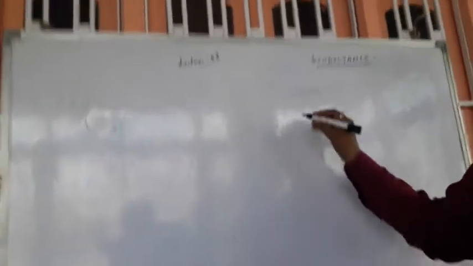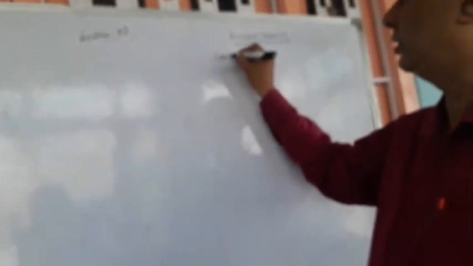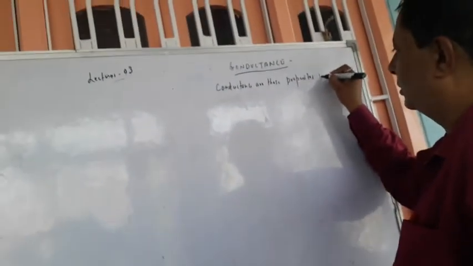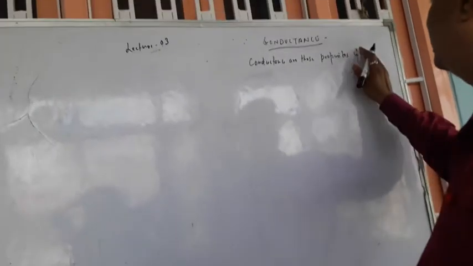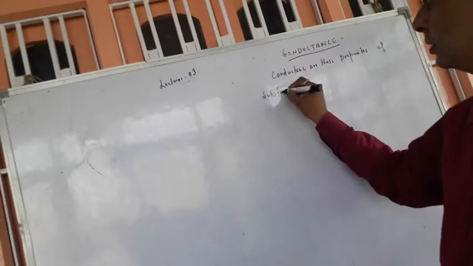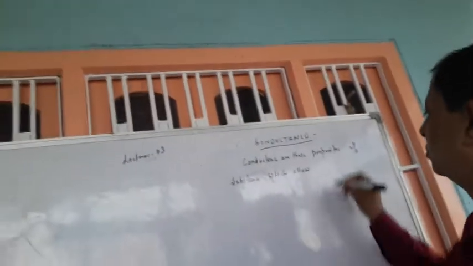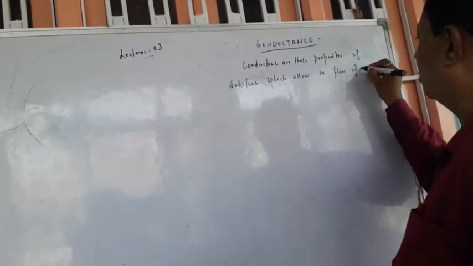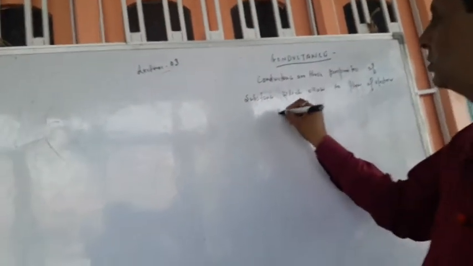Conductance is the property of a substance which allows the flow of electrons, that is current.